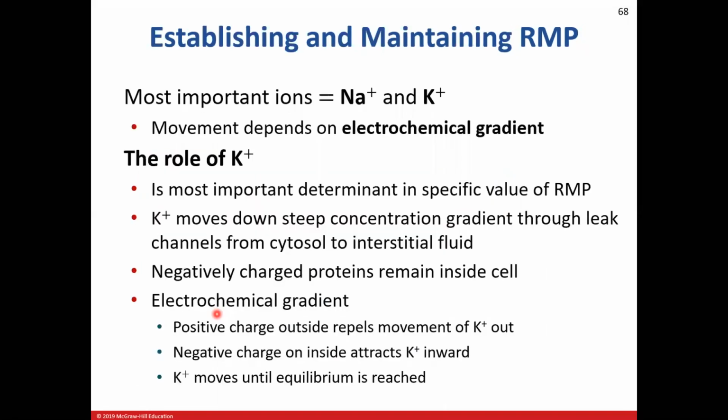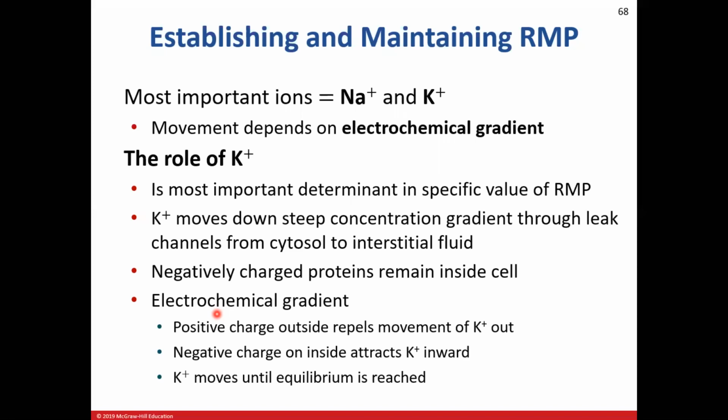So when we try to establish and maintain our RMP, by now we should know that the most important ions involved are sodium and potassium. And sodium-potassium movement really depends on the electrochemical gradient. So let's take a look at the role of potassium first. The role of potassium is the most important determinant in the specific value of the RMP. Potassium moves down a steep concentration gradient through leakage channels from the cytosol to the interstitial fluid. Because we're moving through leakage channels, we're moving down our concentration gradient, and so it's moving out of the cell.